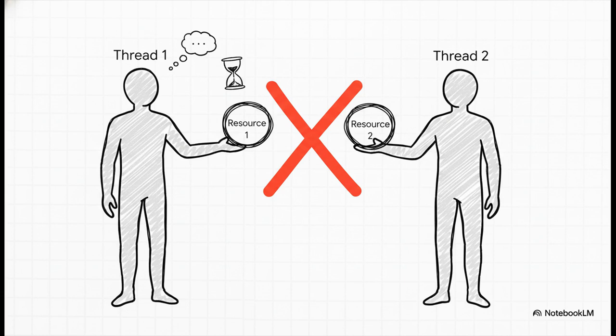And here's where our problem starts. Thread 1, still holding on tight to resource 1, now says, okay, I need resource 2 to finish my job, but it can't get it because thread 2 already has it. So what does thread 1 do? It just stops and waits. It's now in that hold and wait state we were just talking about.